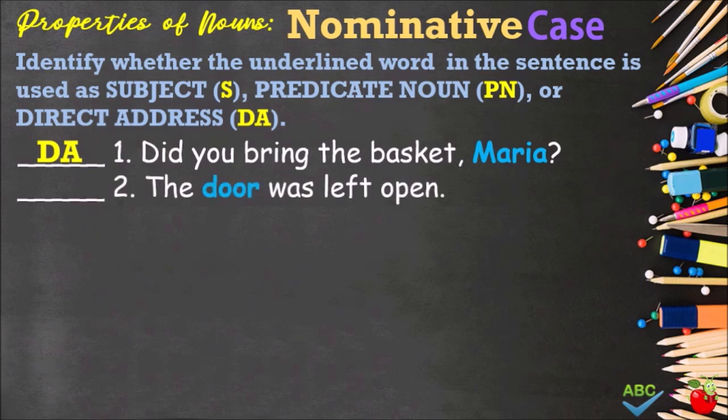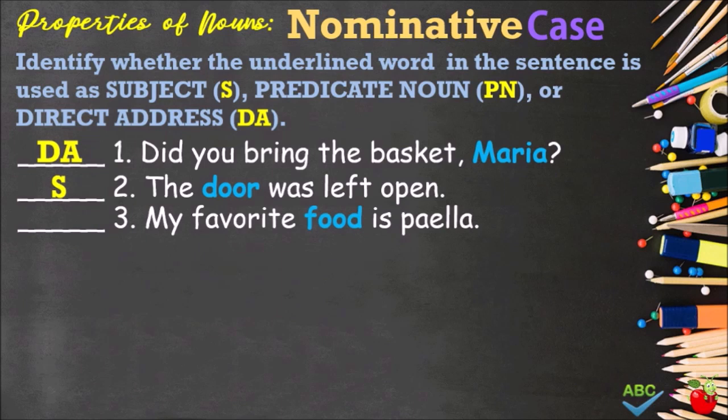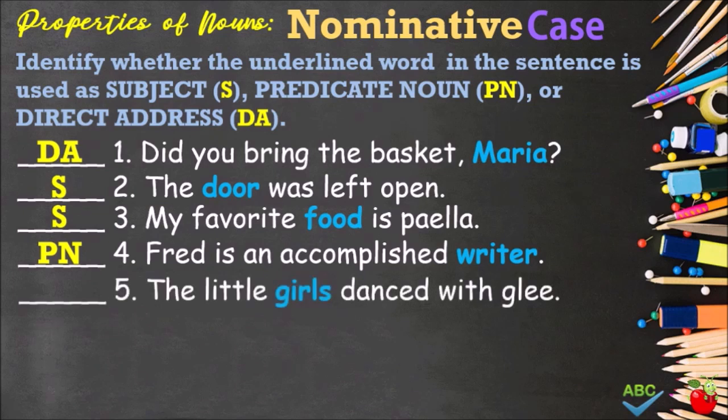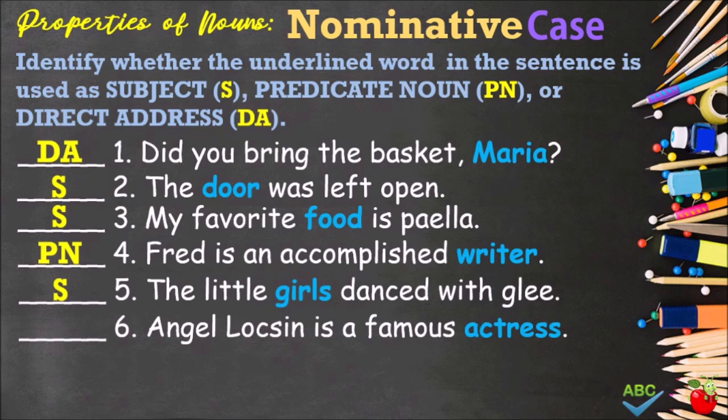Number 2. The door was left open. The word door functions as subject. Number 3. My favorite food is paella. What is the function of the word food? Subject. Number 4. Fred is an accomplished writer. The word writer functions as predicate noun. Number 5. The little girls danced with glee. The word girls functions as subject.